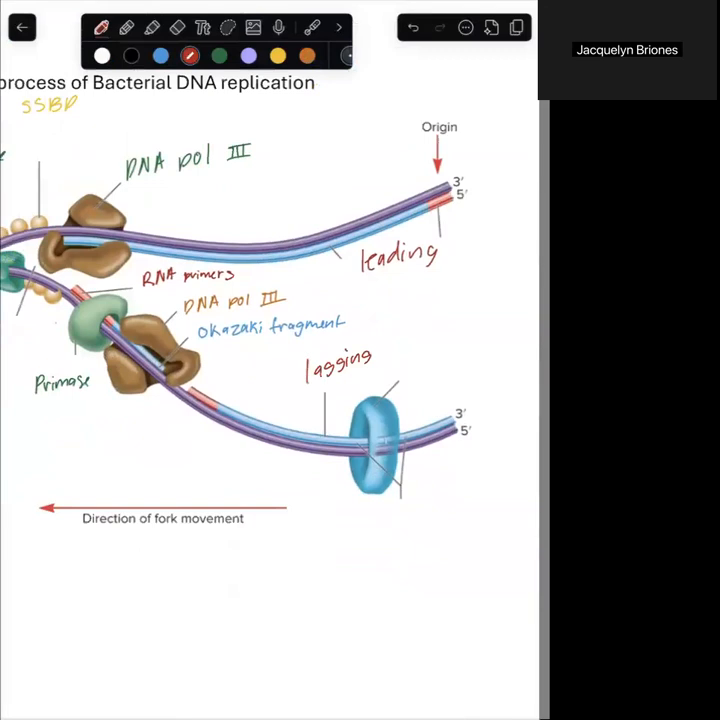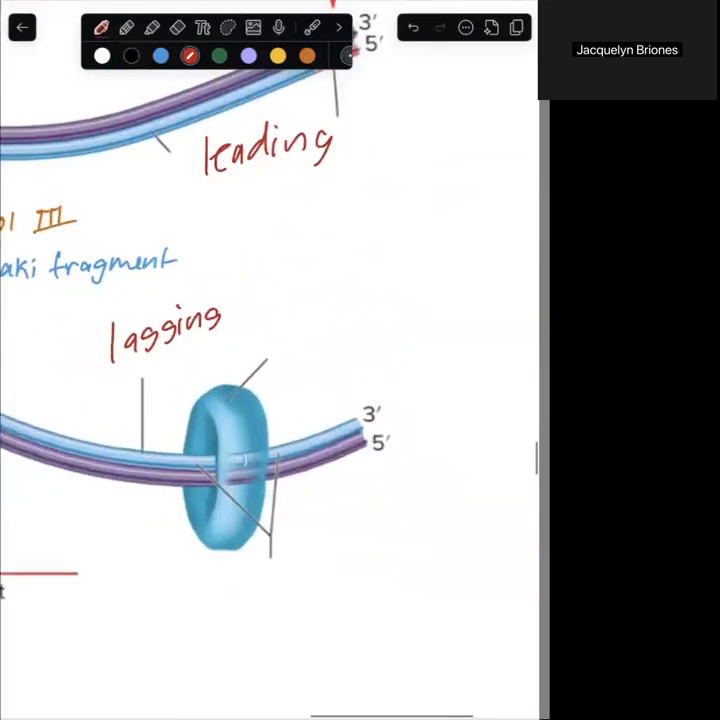Oh, after that, now that we're talking about our lagging strand, this is our ligase, replacing the RNA primers and putting back DNA. That's our friend DNA ligase.